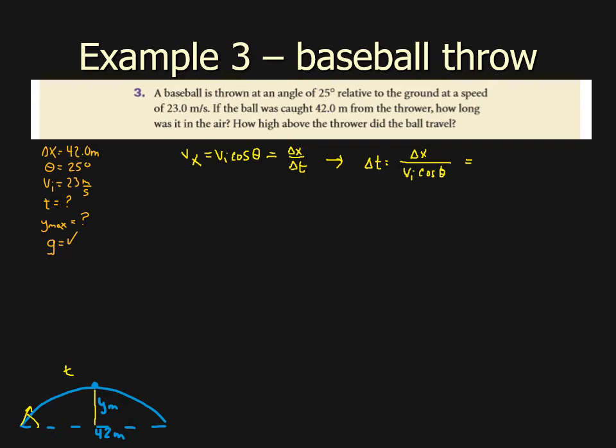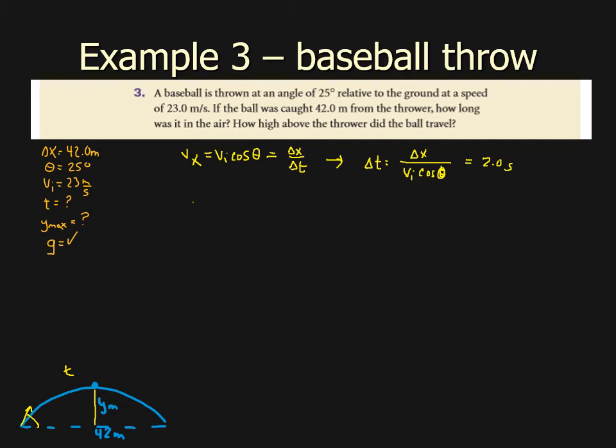Well, let me see. We have the range x. We have the initial velocity vi. We have the angle. And so we can actually solve this one. And when we do, we find that it is going to be in the air for 2 seconds. And if it's going to be in the air for 2 seconds, we can use that information downstream.